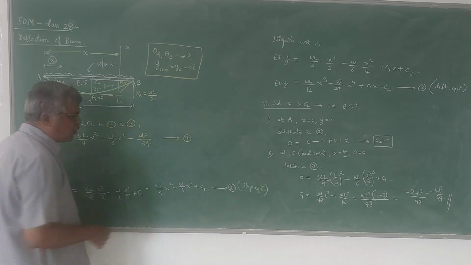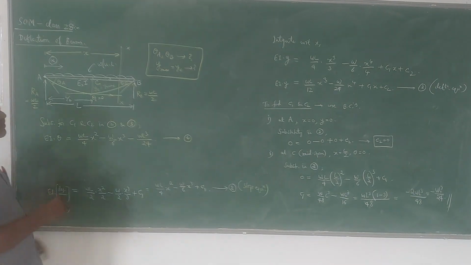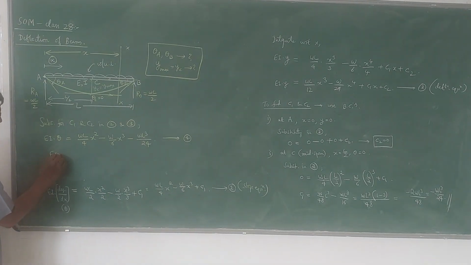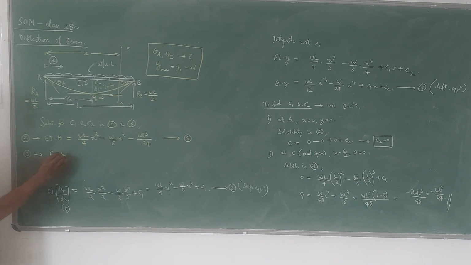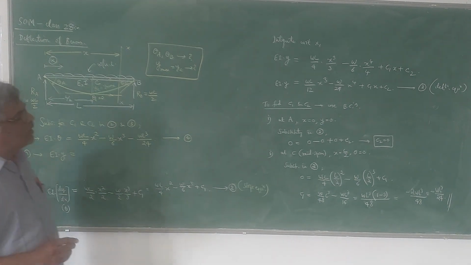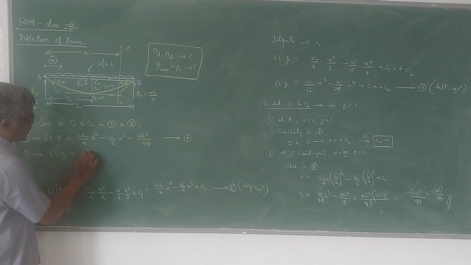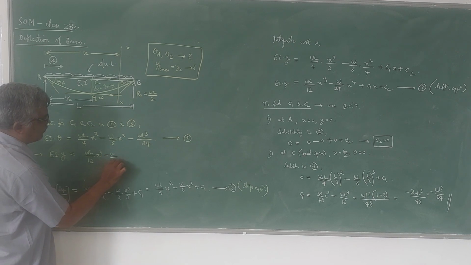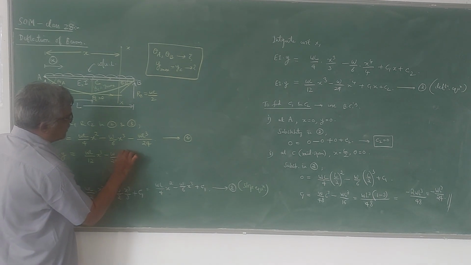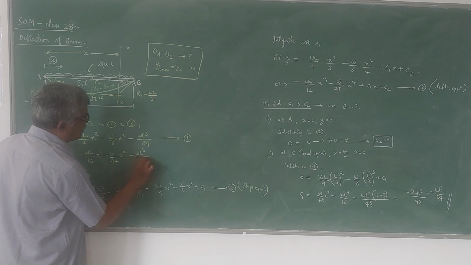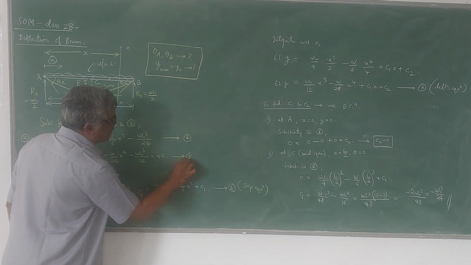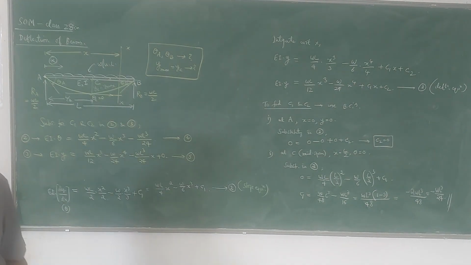So 2 becomes 4. Next I am substituting in equation 3. It becomes EI into y. EI into y is equal to W L by 12 x cube minus W by 24 x power 4, plus C1, which means minus W L cube by 24 x, plus C2 is 0. So this is equation 5. So equation 3 becomes equation 5.